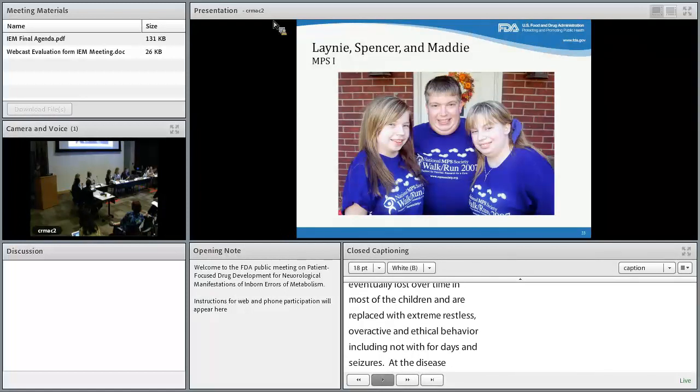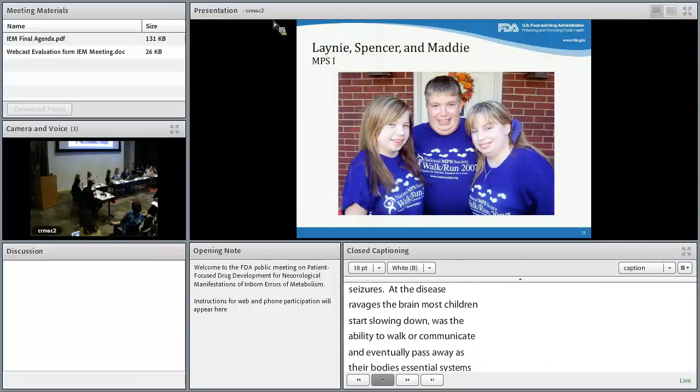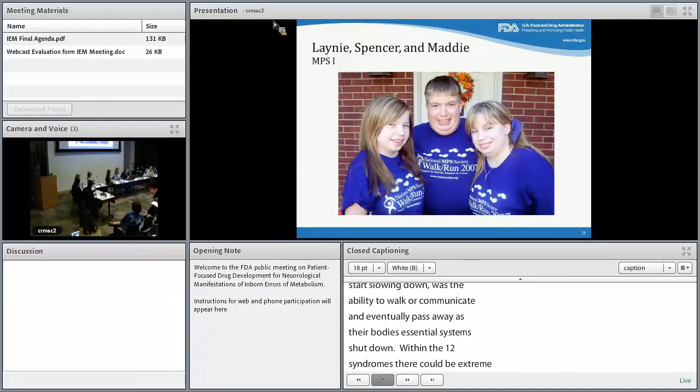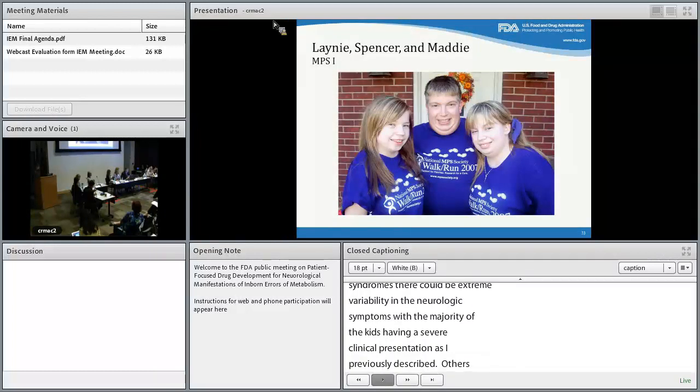As the disease ravages the brain, most children start slowing down, lose the ability to walk or communicate, and eventually pass away as their body's essential systems shut down. Within the 12 syndromes, there can be extreme variability in the neurologic symptoms, with the majority of kids having a severe clinical presentation, as I previously described, while others present with attenuated symptoms, like my children.